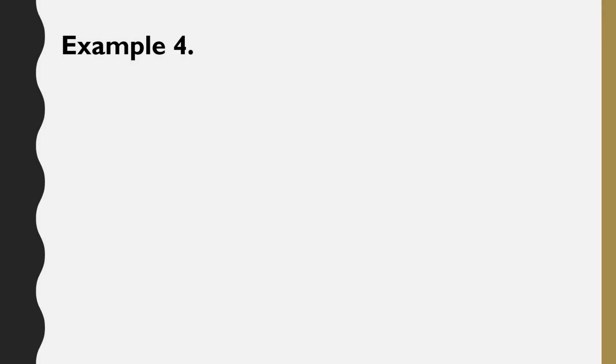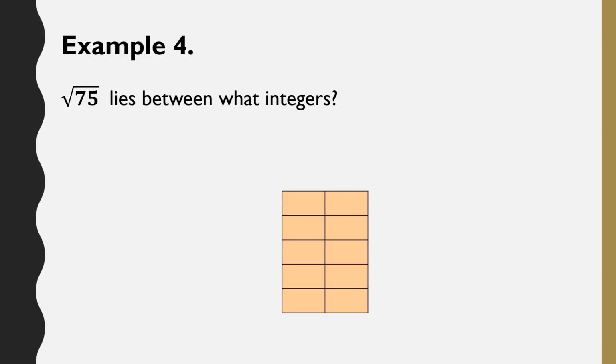Let's have example number 4. Square root of 75 lies between what integers? Again, maglalagay tayo ng dalawang column. Sulatan natin ang 1 to 5 and then kunin natin yung principal square roots or roots. Square root of 1, square root of 4, square root of 9, square root of 16, square root of 25.